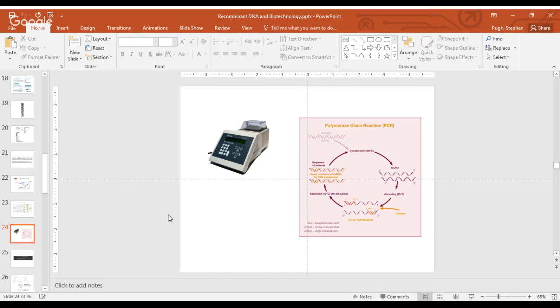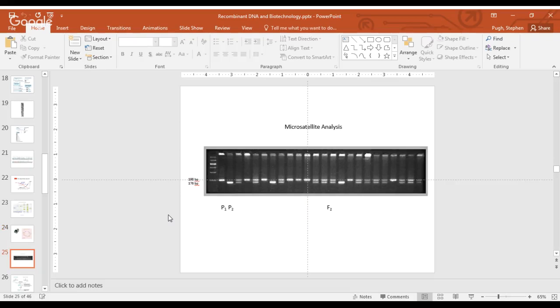Then you just repeat that cycle over and over and over again. And you can program the cycle into the thermal cycler machine. You let it go for a few hours, the DNA is replicated, and then you can spread it out in an electrophoresis gel like this, and that gives you some important information about that DNA.